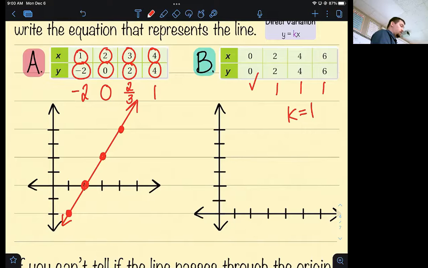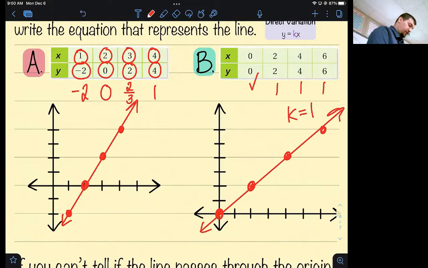Okay, well, let's graph this. 0, 0, 2, 2, 4, 4, 6, 6. Graph it right. Should make a line. And that line should go to the origin.